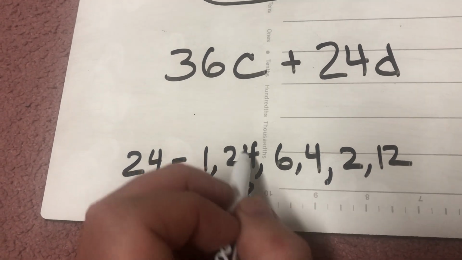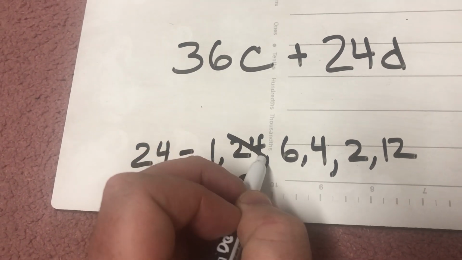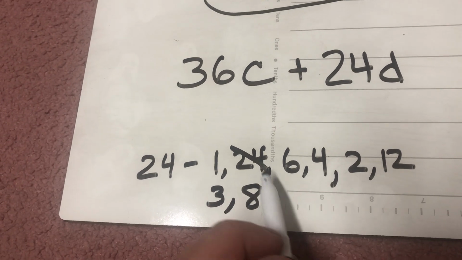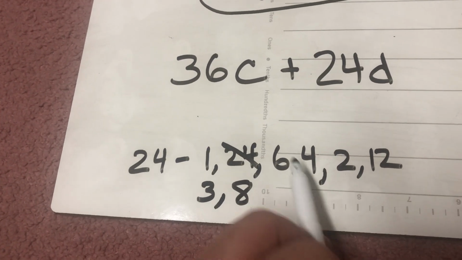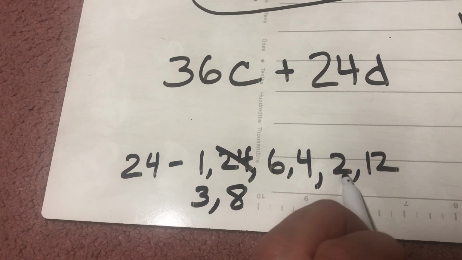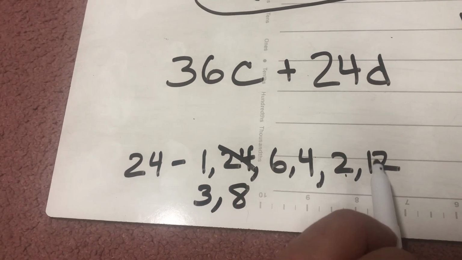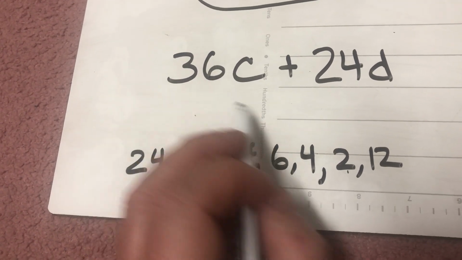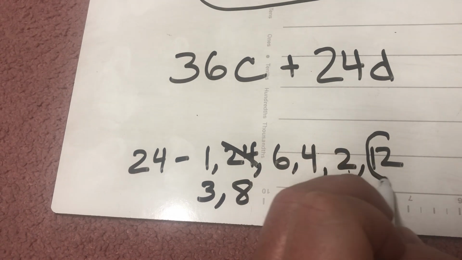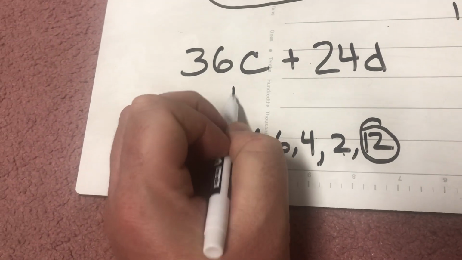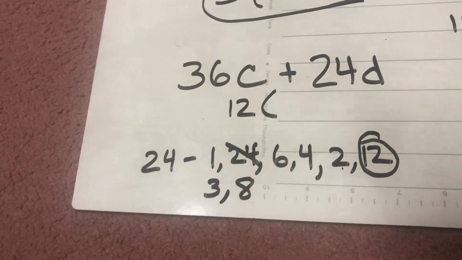So if I go to the biggest number, 24, well, 24 times 1 is 24. 24 times 2 is 48. 24 is not going to work with 36. My next biggest number is 12. I know that 12 times 2 is 24. 12 times 3 is 36. My greatest common factor is going to be 12. That's what's going to go outside my parentheses.